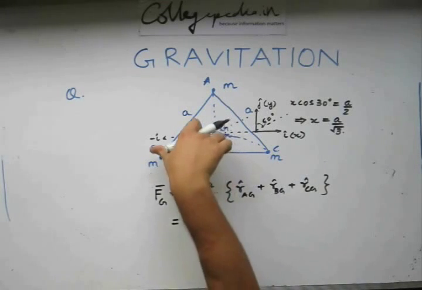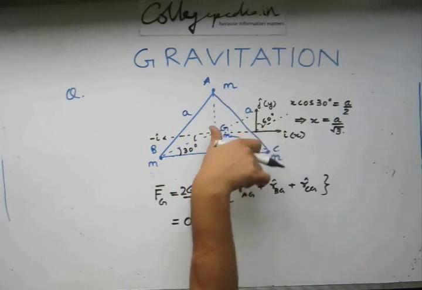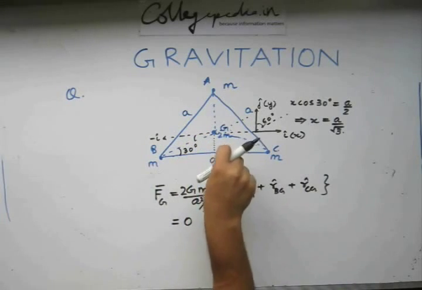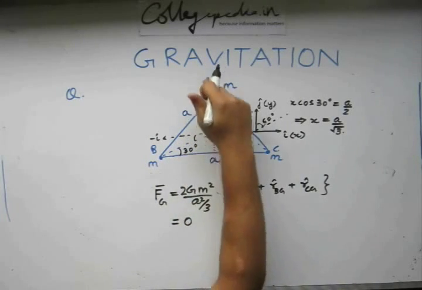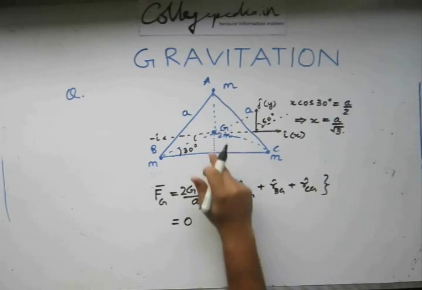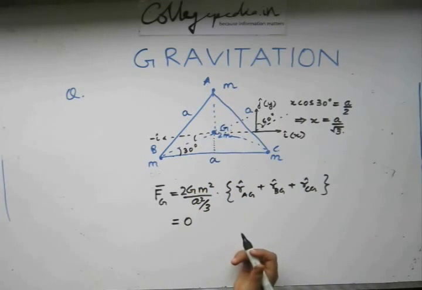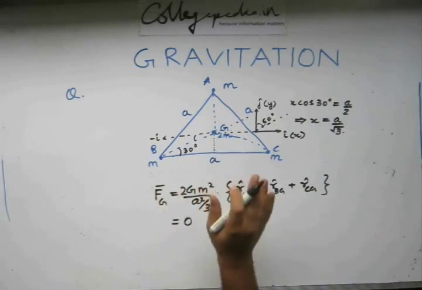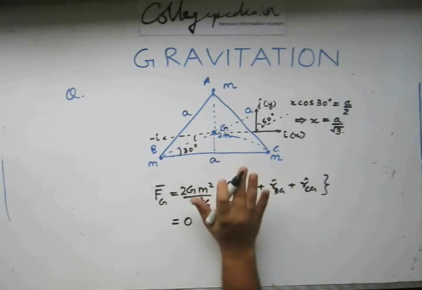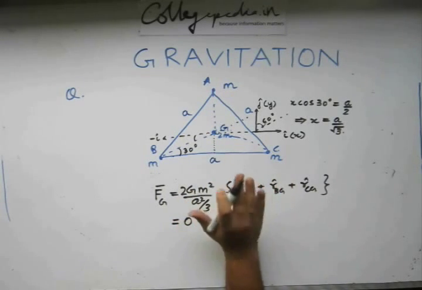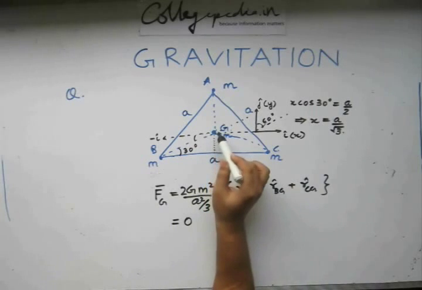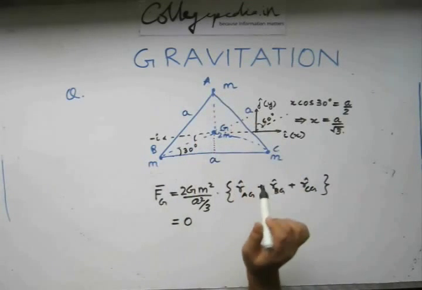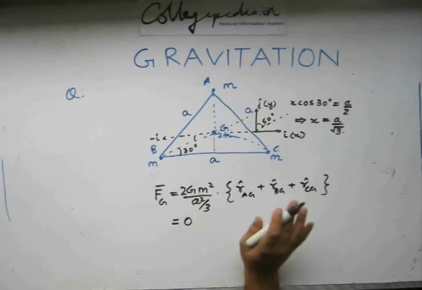But again, if you resolve this force in this direction, and this force in this direction, the summation of that force, you see, is balancing this force. Hence the net force is going to be 0. Or due to a highly symmetrical situation, we can directly conclude that the force on the mass at G due to all other masses at the vertices is going to be 0.